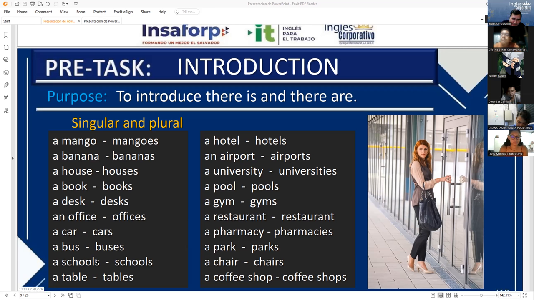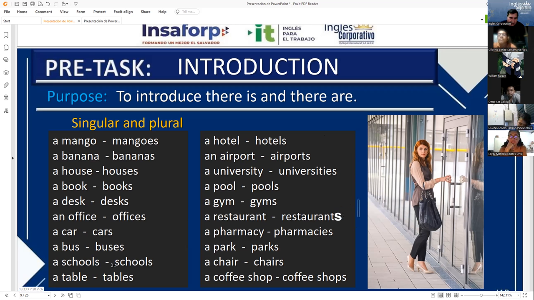There is an extra S over here. When it's singular, no S. A school, schools. A table, tables. A hotel, hotels. An airport, airports. A university, universities. A pool, pools. A gym, gyms. A restaurant, restaurants. Okay, plural with an S. The S in schools here is the one that is missing in restaurants, right? That's why it doesn't appear in the right place.